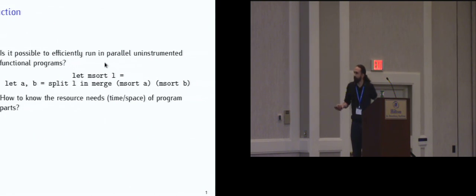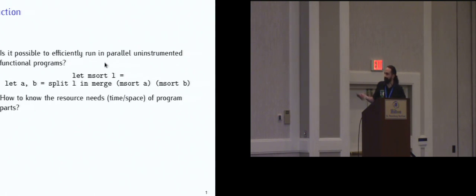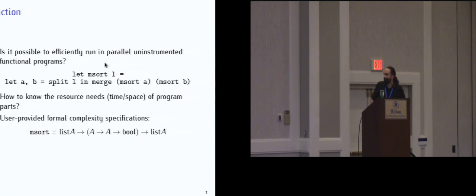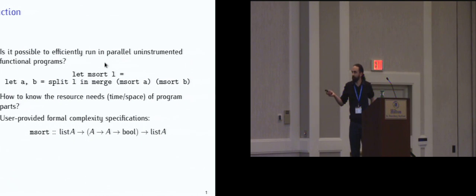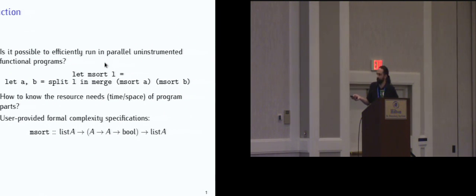So a question that arises naturally when you want to do that is how to estimate the resource needs of the different parts of the program. So by resource needs, I mean here time or space. So what may answer this problem is the topic of this talk. So we will provide some kind of formal complexity specifications using the type system.